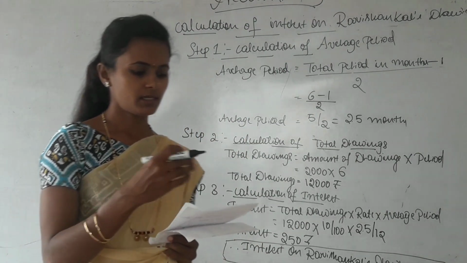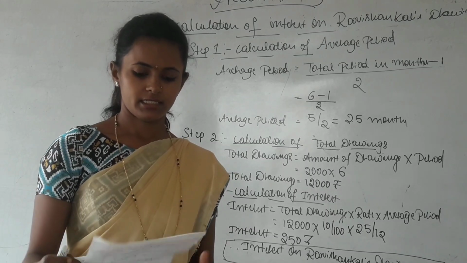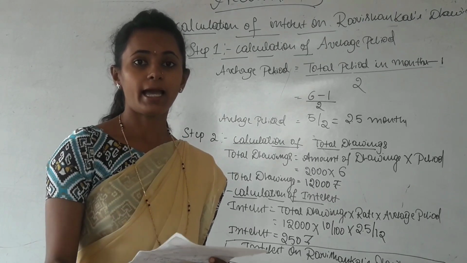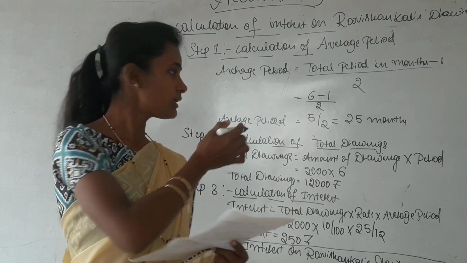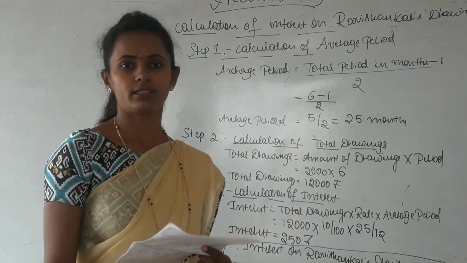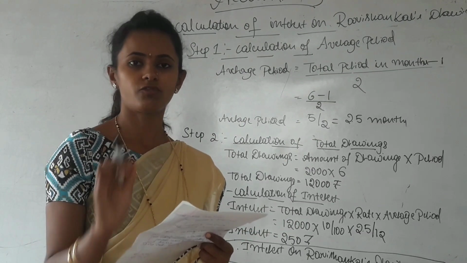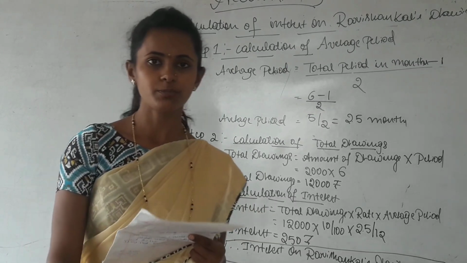Is the problem clear? Yes. We will move towards the next problem, that is the last problem under the average period method. So we have covered the beginning of a month and ending of a month, and this problem is related to middle of a month. That is the last problem and the third problem under the average period method.